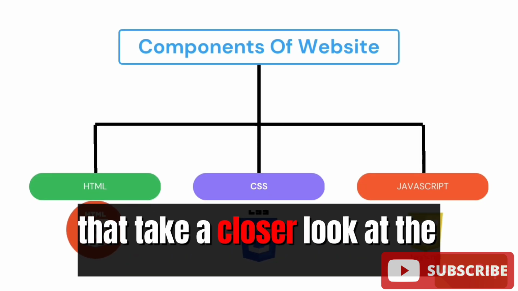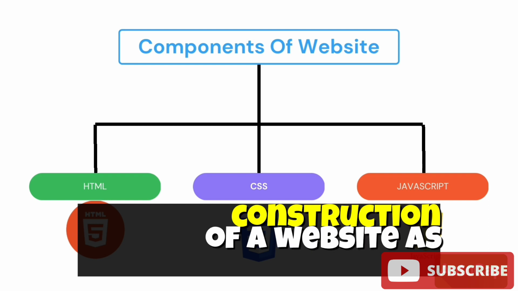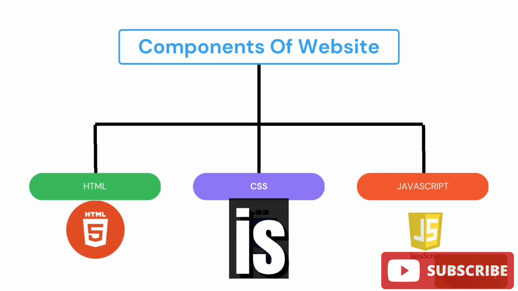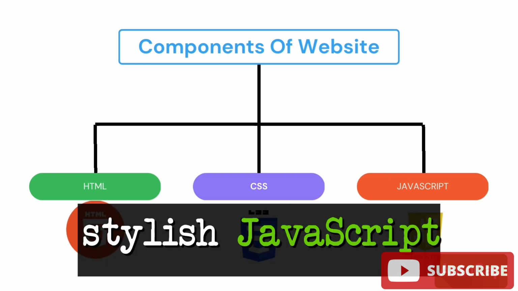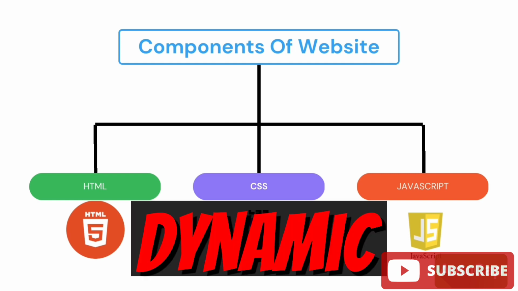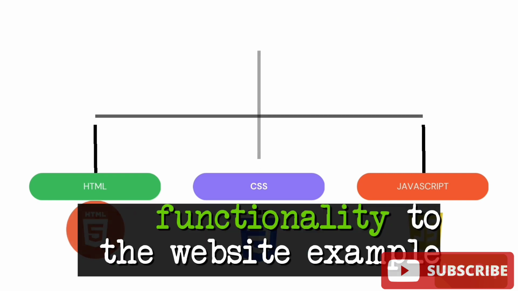Let's take a closer look at the construction of a website. HTML is used to structure the content, while CSS is used to style it. JavaScript is used to add interactivity and dynamic functionality to the website.